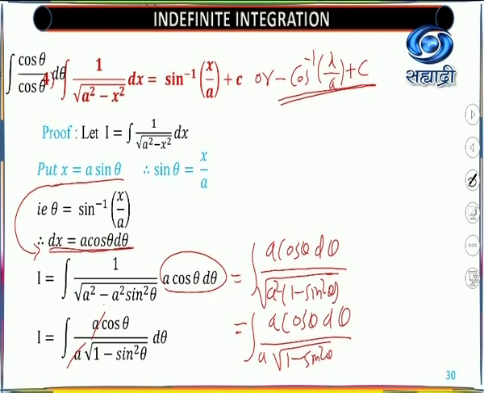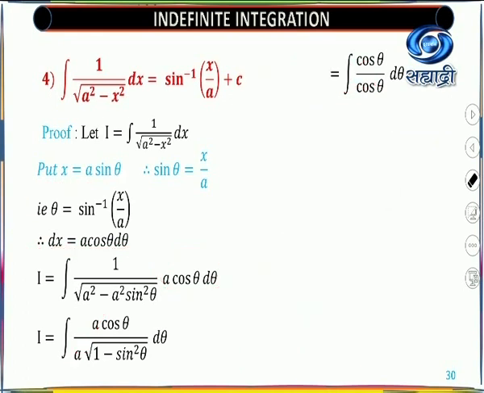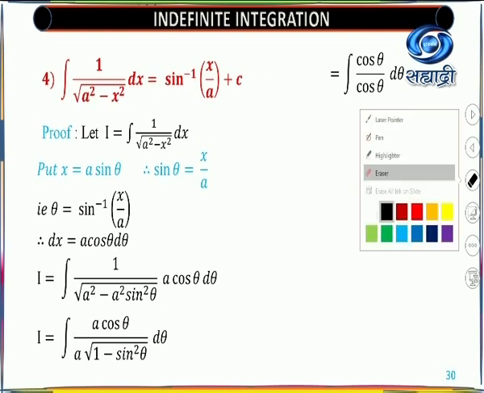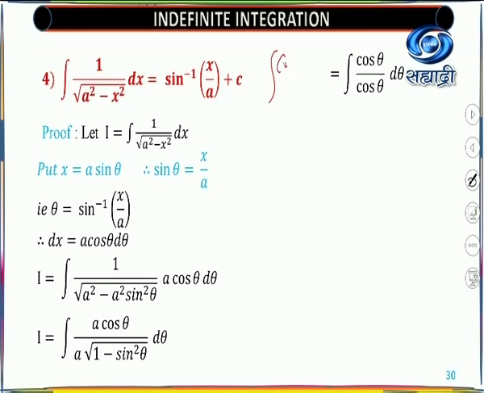Once you cancel a, what you will get next? That is nothing but integral cos theta upon cos theta. Why cos theta upon cos theta? 1 minus sine square theta is cos square theta. The cos theta in the numerator is fixed. Here you will get 1 minus sine square theta, which is cos square theta. Root of cos square theta is cos theta. So this cos theta and cos theta will get cancelled. You are left with d theta.